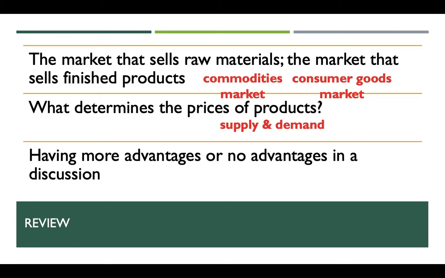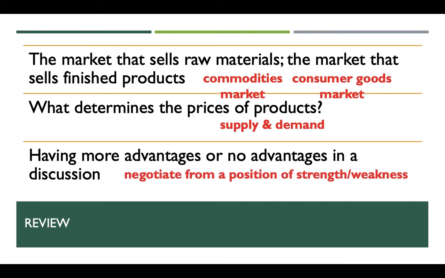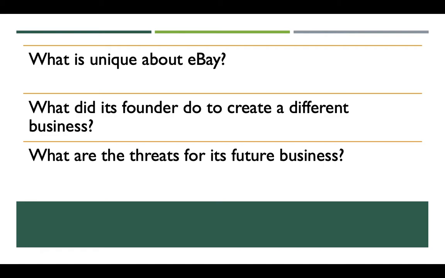The third one, having more advantages or no advantages in the discussion. We talked about this expression many times already. This is called to negotiate from the position of strength, or the opposite, to negotiate from the position of weakness. Okay, one more slide for the review. The same, please pause and come up with the answer without reading the old article. Okay, I assume you did that.